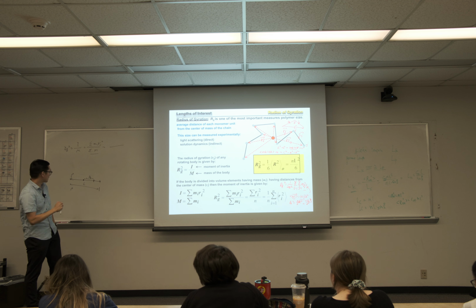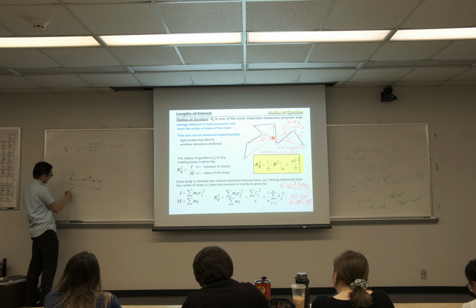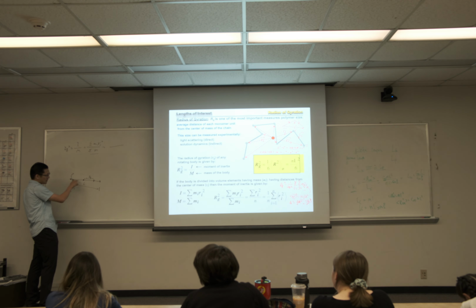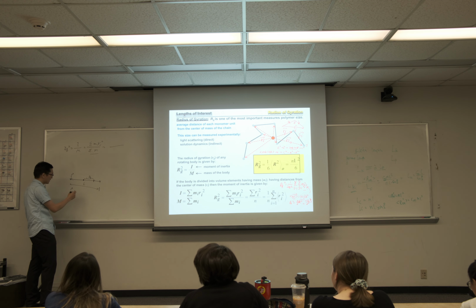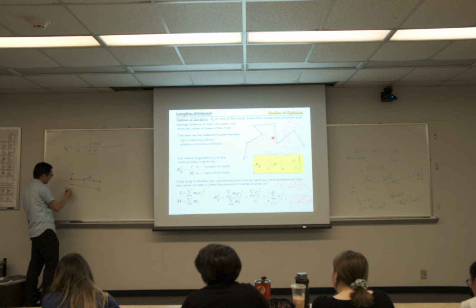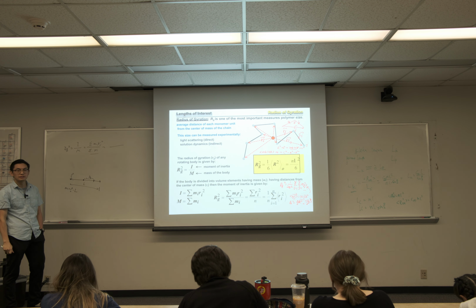How heavy is it? Because this rod is infinitely thin, we don't need to consider the cross-section, we just need to consider the length. So let's define density per length times the length will be the mass. Does that make sense?